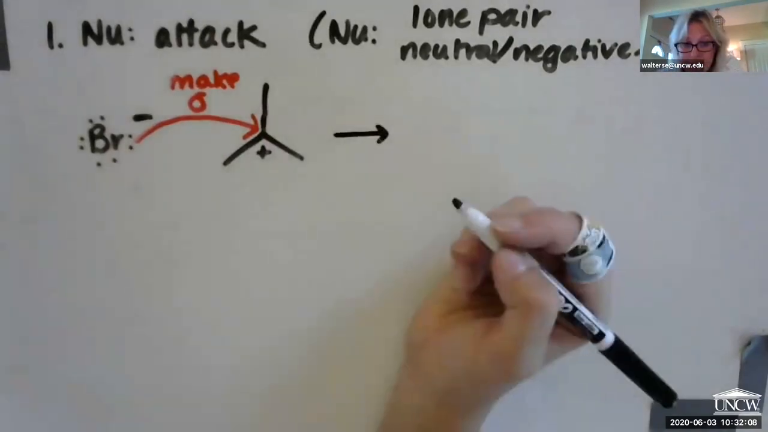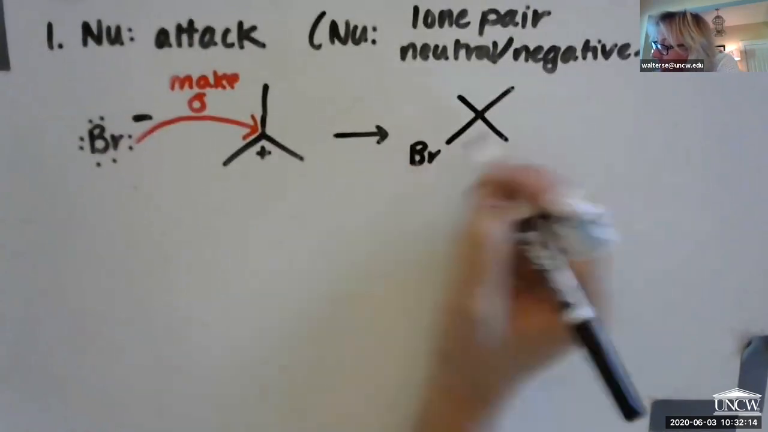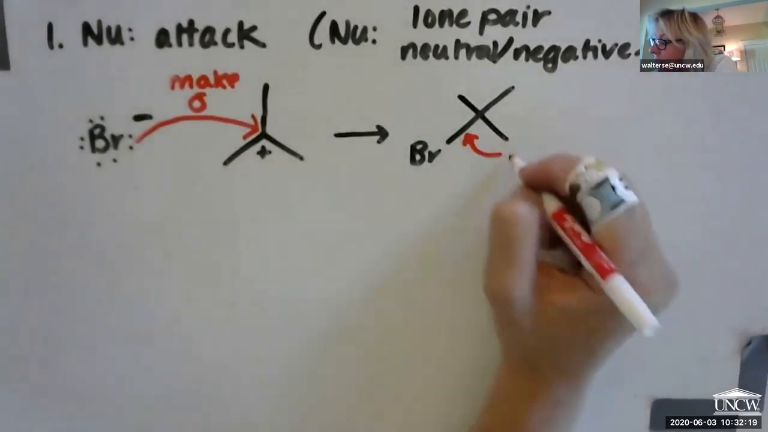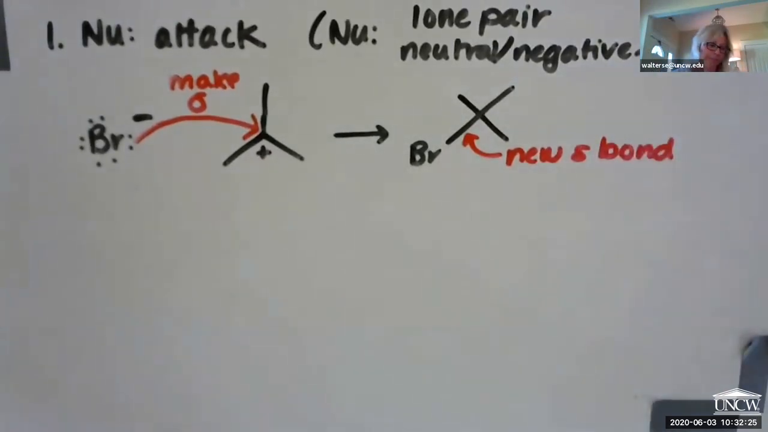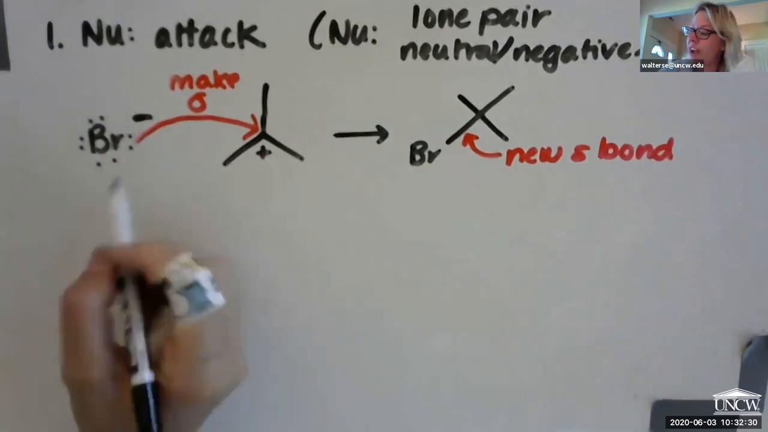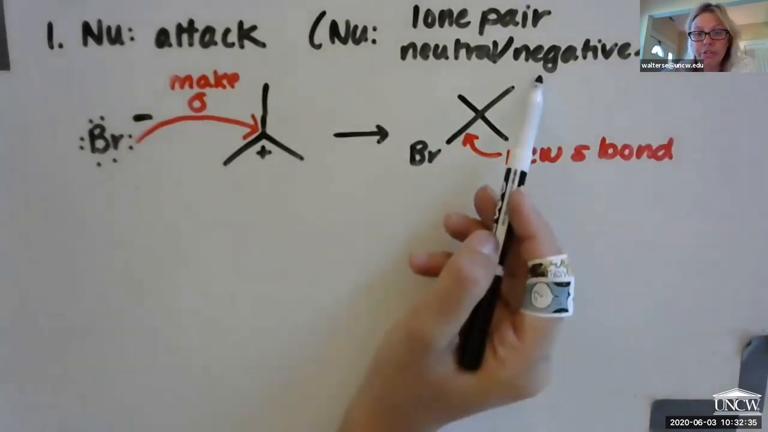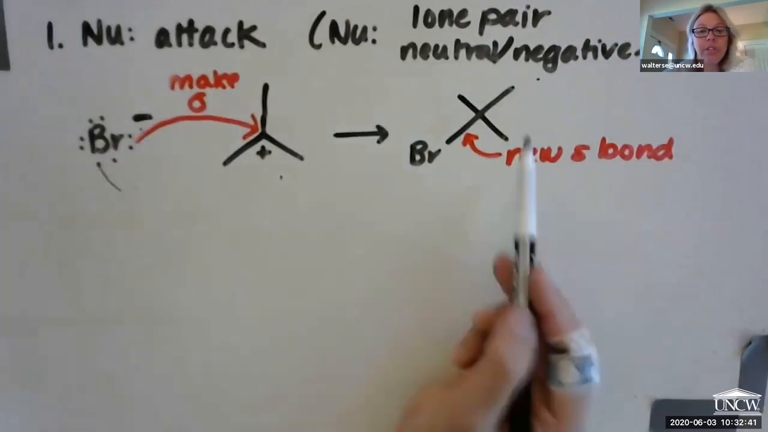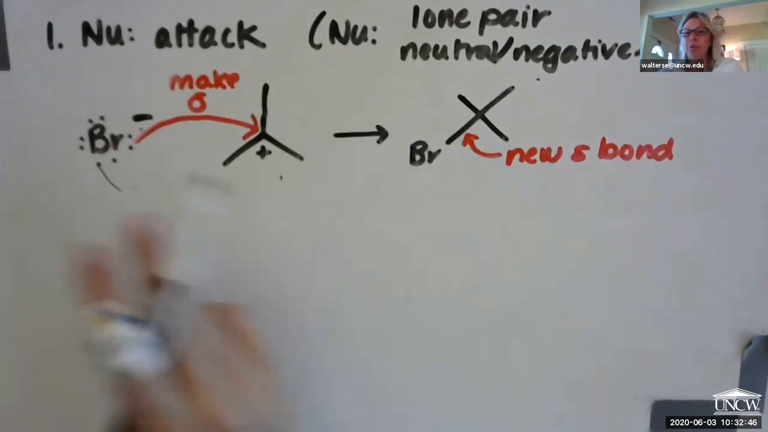So your product is going to have a bromine now bonded to that carbon that had been fully positive. This is that new sigma bond. In this case, our nucleophile has lone pairs and a negative charge. Negative and positive makes this side neutral. This side is neutral. So you have to maintain charge balance throughout the course of your reaction.